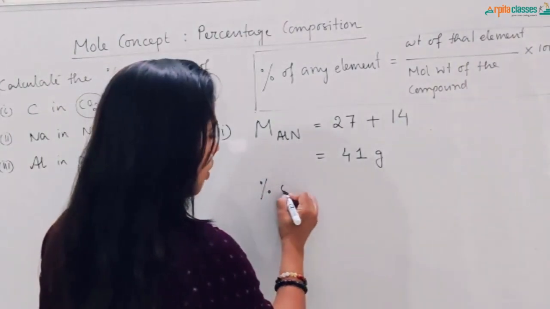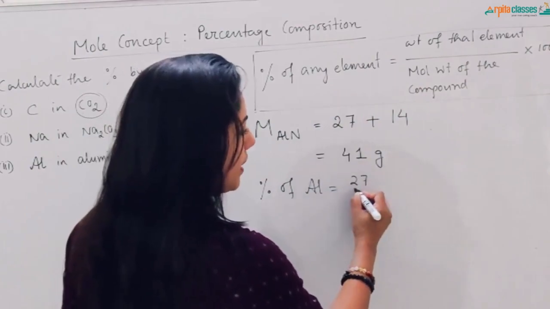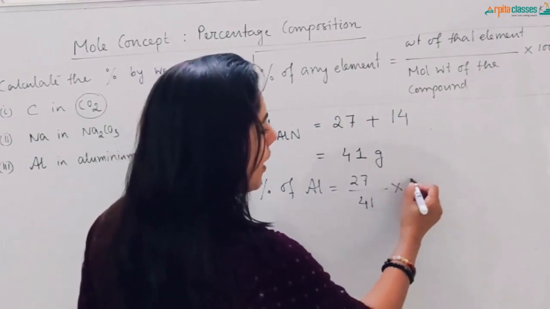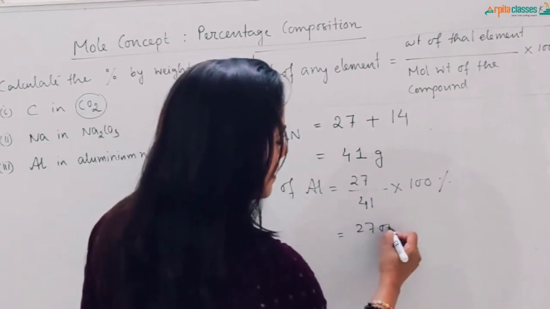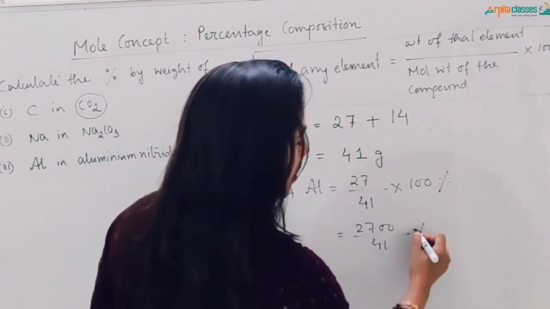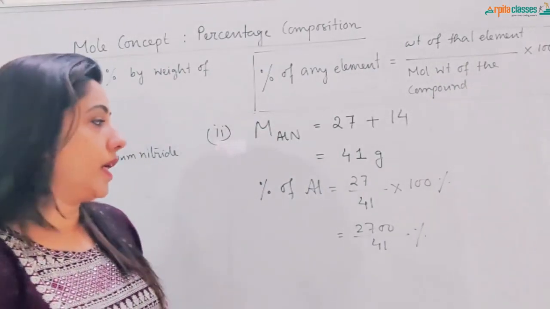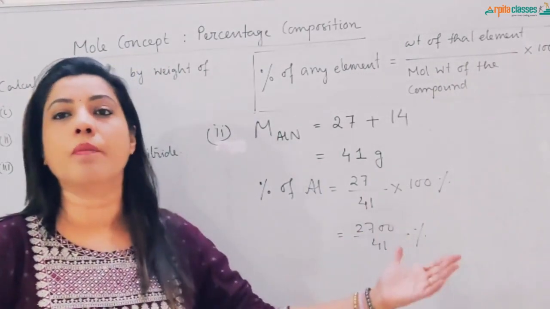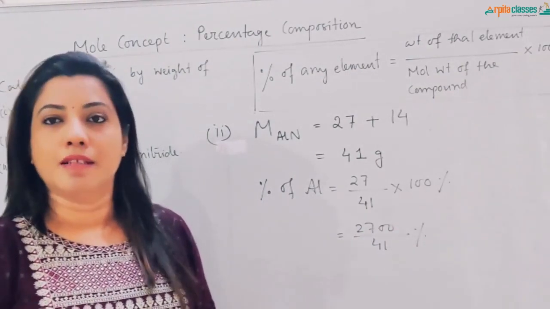Now percentage of aluminium is weight of aluminium in the numerator divided by 41 into 100%. So when you calculate this, it's coming 2700 upon 41%. So when you calculate this, you get the answer. You can get the answer in mixed fraction or in points as you wish. Let us go for the second sum now.